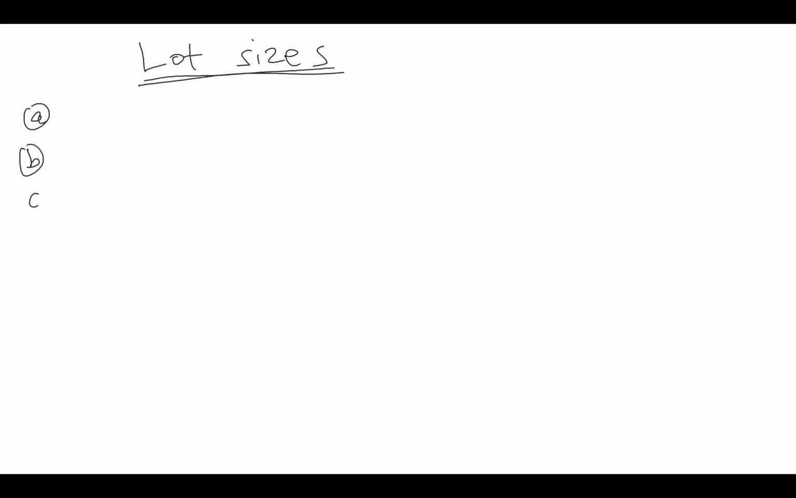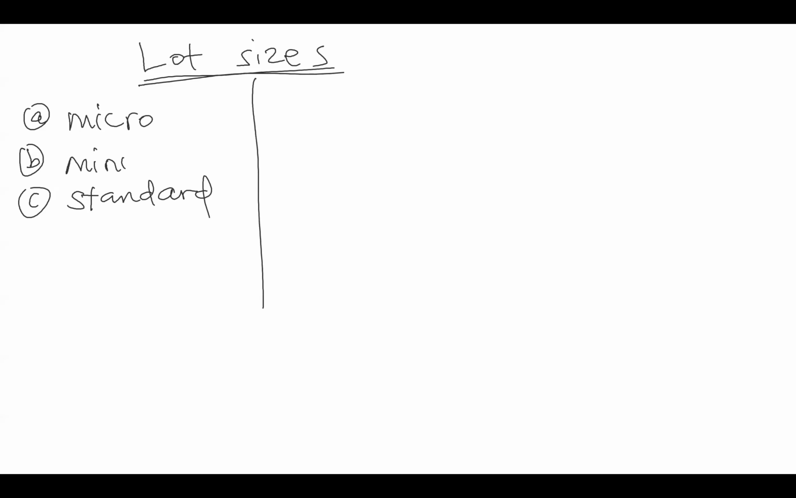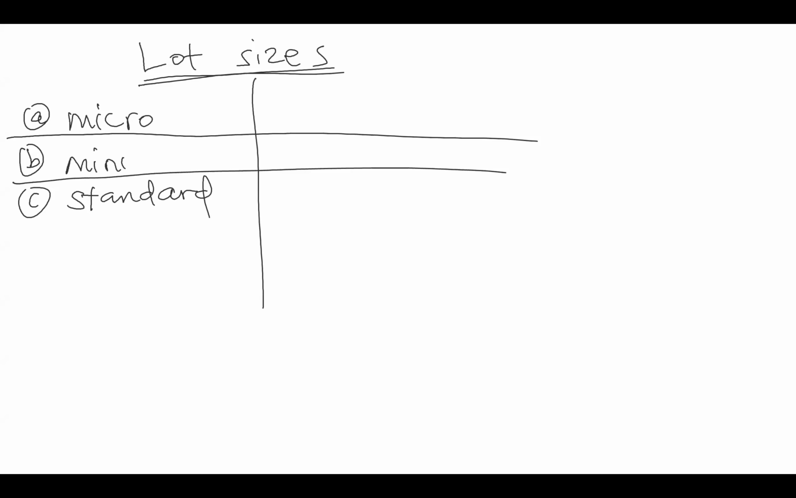Can you guys help me out? The names, not the numbers. Somebody has mentioned them, right? Micro, mini, standard, that's correct. So we have micro, we have the mini, we have the standard. This is what you guys need to understand. Let me make this in a tabular form.